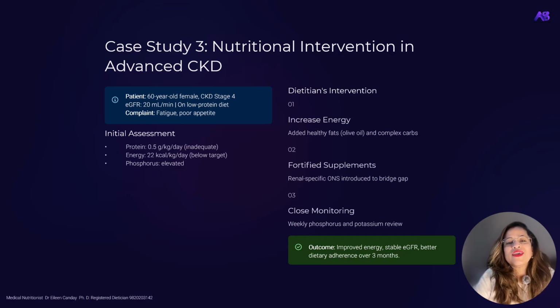Again, looking at a small case: a 60-year-old female, stage 4 CKD, presenting with fatigue, poor appetite, and inadequate protein intake. If you counted her protein, she takes 0.5 grams of protein, and energy was also not much. So what will the dietitian do now? First of all, the dietitian will increase her energy intake so that she is getting enough calories. And if she is not able to eat, here is where you can introduce an ONS which is friendly to her renal system. You closely monitor her for a few days, whether it is for potassium, phosphorus.